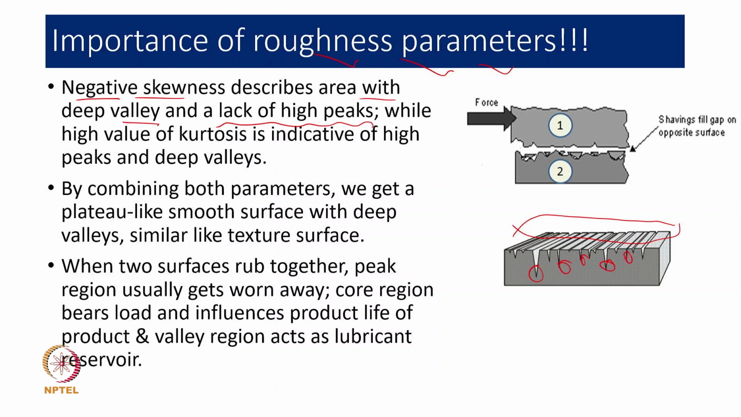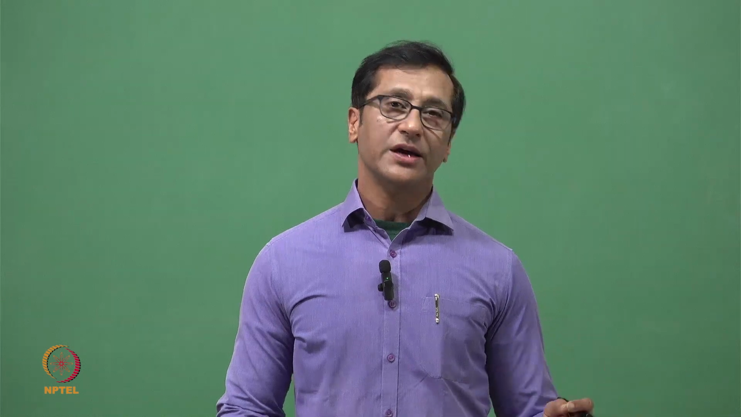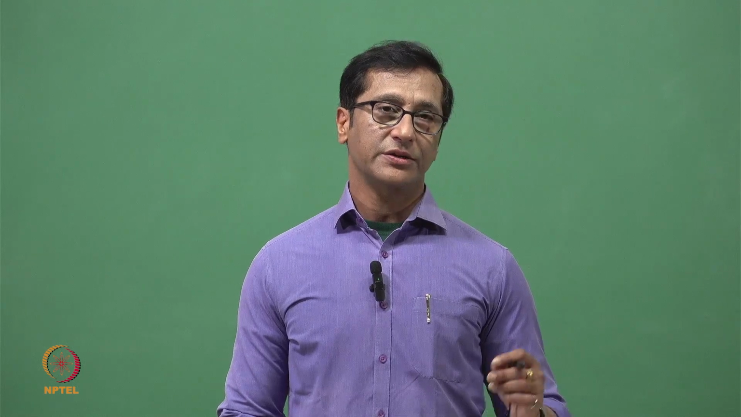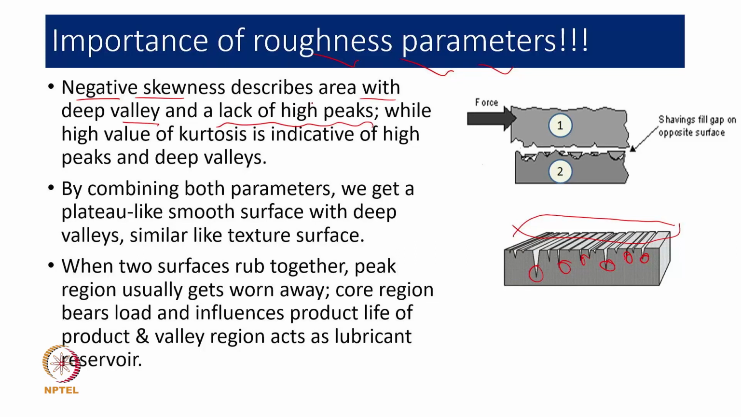So it's very difficult to manufacture. We need to really do some sort of polishing. A polishing action will always help the tribology, will reduce the friction, and will reduce the wear rate also. That's why we say negative skewness describes an area with deep valleys and a lack of high peaks. High kurtosis value is indicative of high peaks and deep valleys.